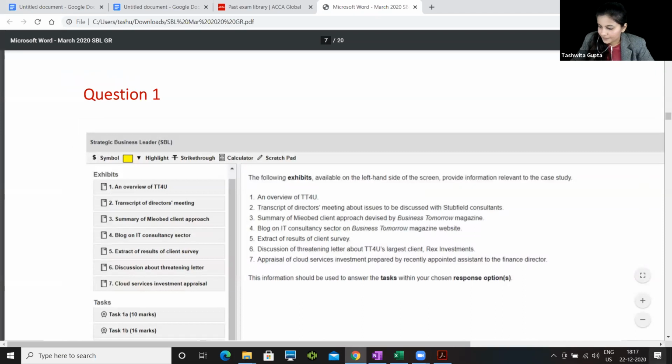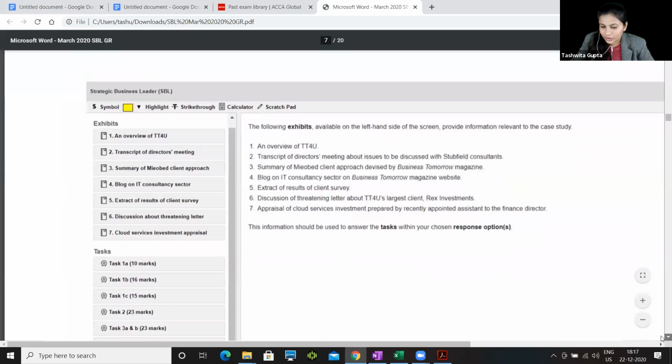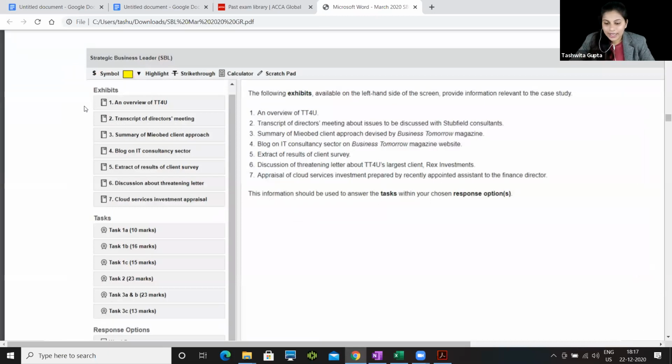Okay. So this is how you'll be presented your question. Now, these are the exhibits which I have to read for my whole case study. An overview of this company TT for you. Transcript of the director's meeting. Summary of Muebed client approach.